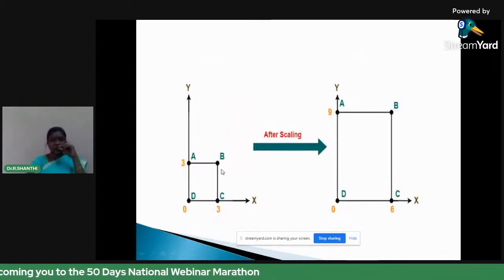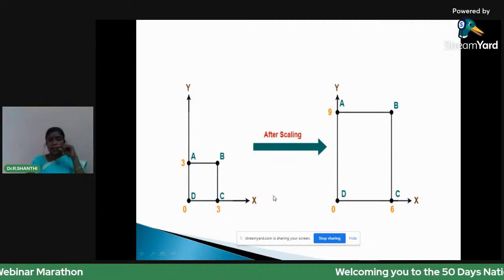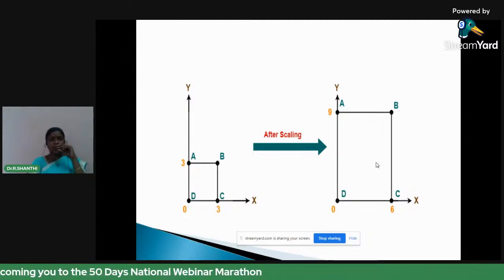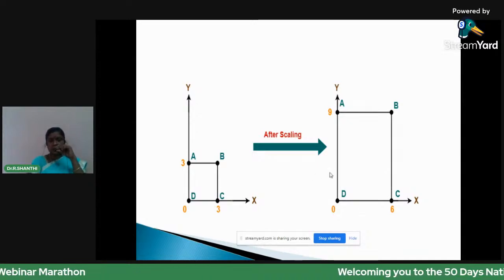See scaling, what is the size of the object here? It is 3 by 3. After that, what is the size? It is not necessary that if I increase the size of the object along the x axis, the same value should be retained for the y. It's not like that. You can increase by any size. So here you can see the difference.